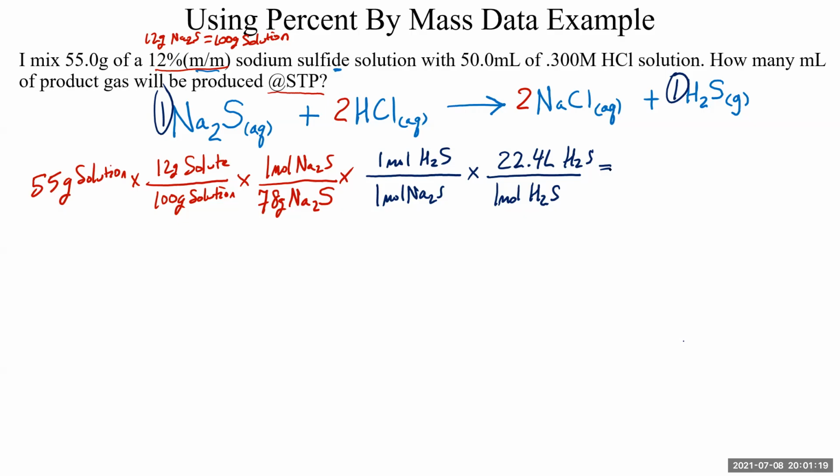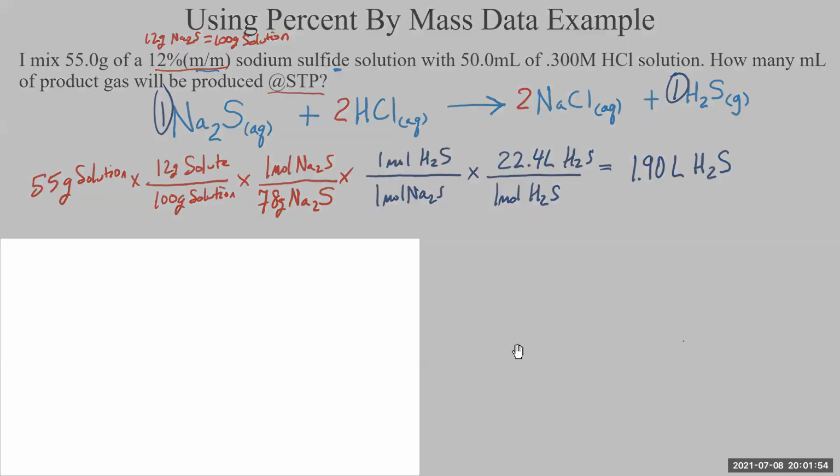Okay, so we take 55 times 12 divided by 100 divided by 78 times 22.4. That gets me 1.90 liters. How many milliliters? Okay, 1.9 liters of hydrogen sulfide gas. I'll convert it if it turns out to be the right answer. Do we know if it's the right answer yet? No, we have no idea. We still have to do the other reactant.